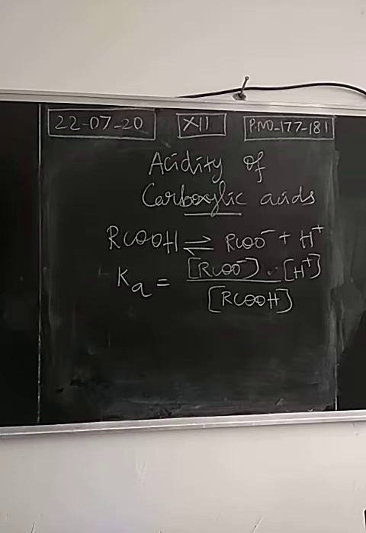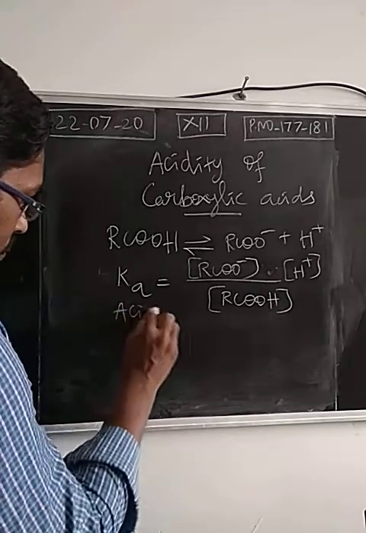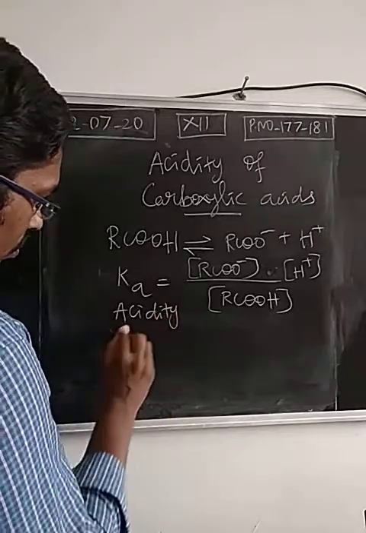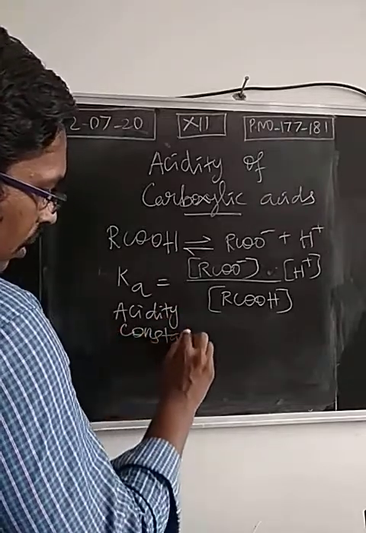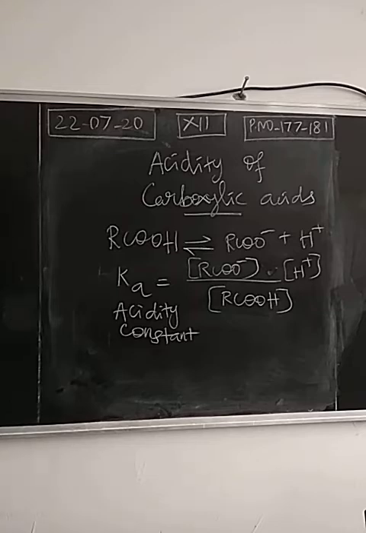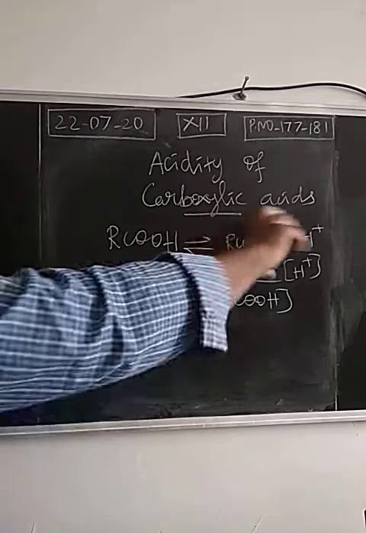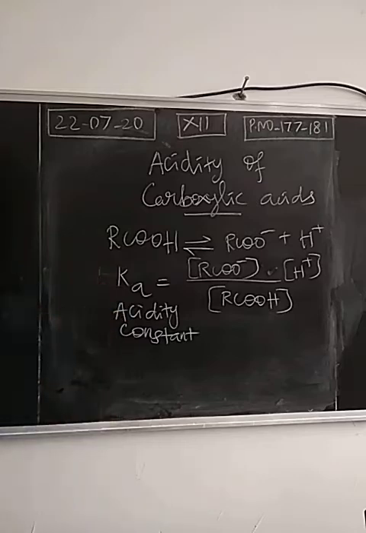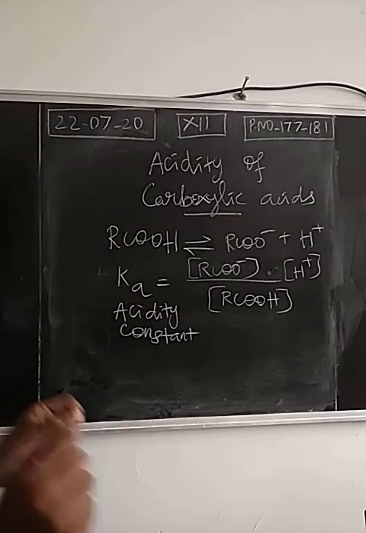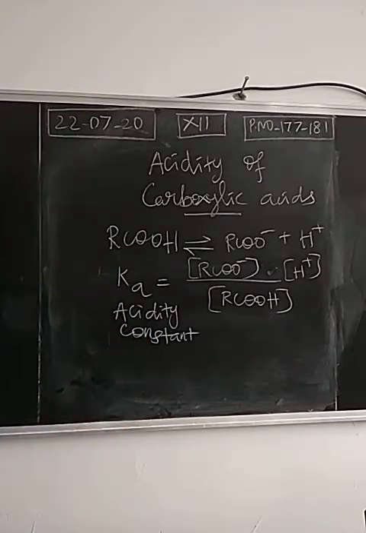Now this equilibrium constant can also be called the acidity constant, because we are going to relate acidic strength with this constant. Based on the constant, we are going to find the acid strength. So this is called the acidity constant. The equilibrium constant is also called the acidity constant. So if equilibrium is reached in the dissociation of acids, the acidity constant is derived. For each acid there is an acidity constant value.